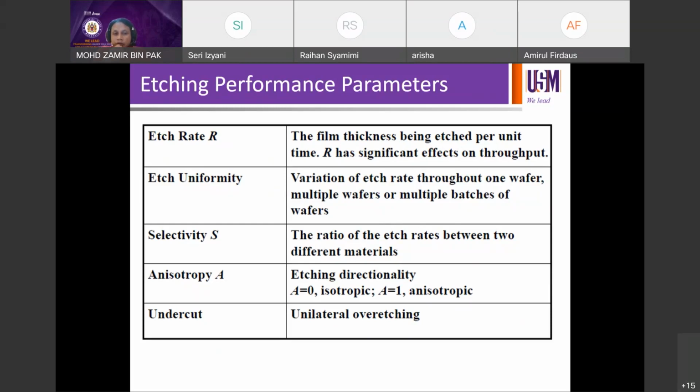This etch rate has significant effects on throughput. If you have a very high etch rate, that means your removal is very fast, you can remove the intended material in a very short time, and therefore that will make your process throughput higher. So you can etch more wafers in a short time.